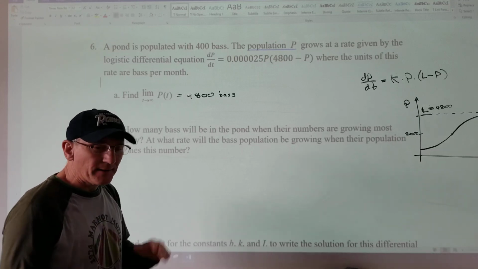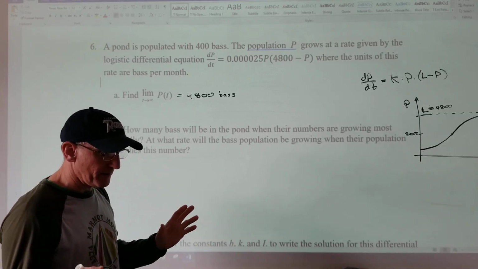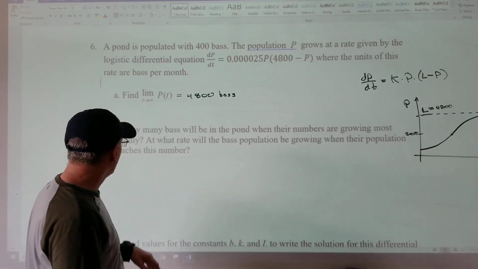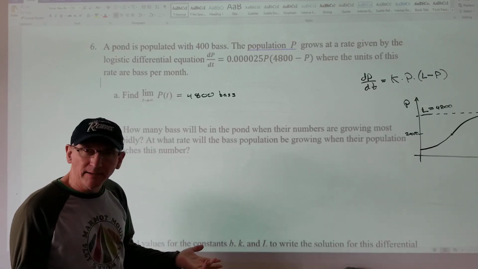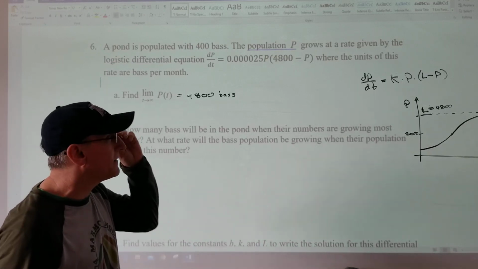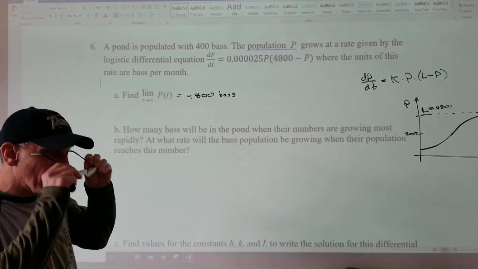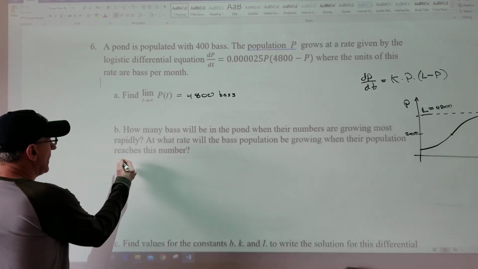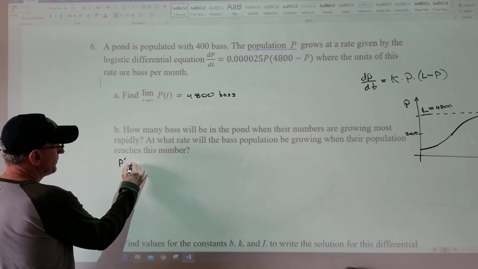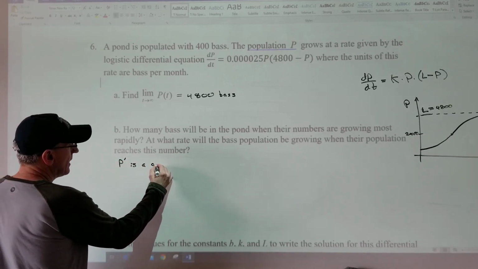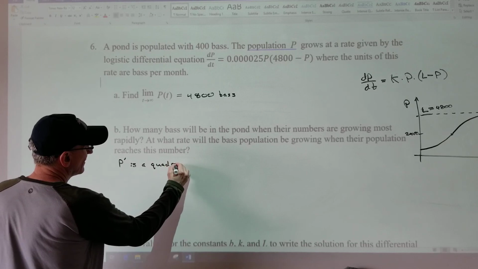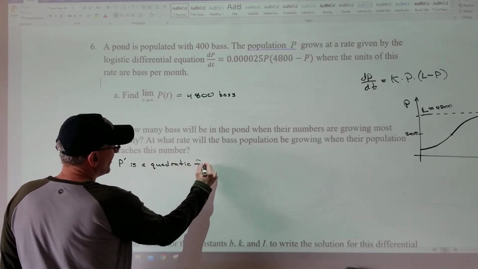Now, if they ask you to defend this, if you're an instructor, some organization giving you a national calculus test, if they ask you to defend this, you're going to want to say something like this. P prime is a quadratic function of P.